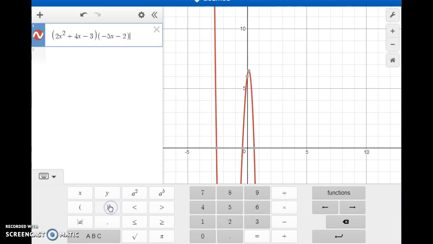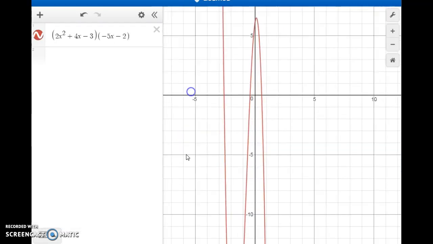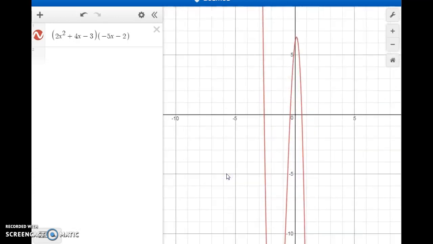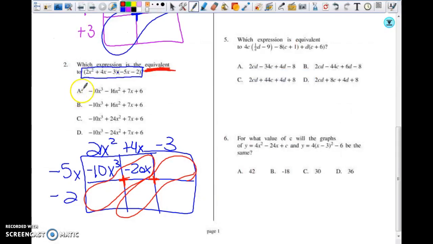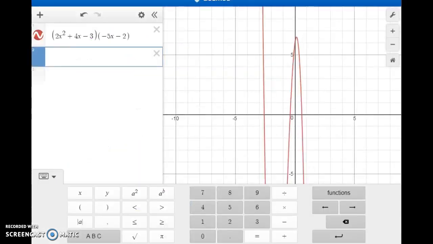Close it. Okay, so notice it gave me this weird looking graph, but that's okay, right? That's what it graphed, that's what it looked like. So for example, let's try one of them. Let's look at A, right? We can try answer choice A and see if it's equal, right? The same. So try it.